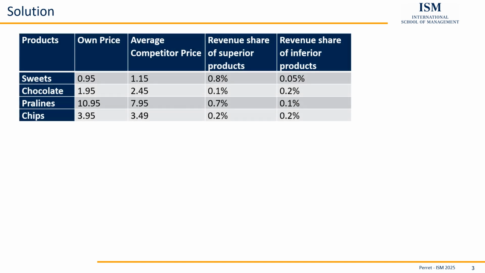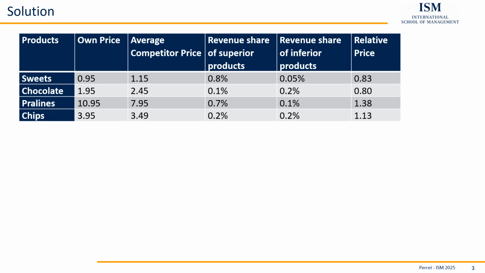First, I'm going to copy the table from the slide before, then I'm going to add 2 more columns. In the first column, I'm going to add the relative price, which is simply my own price divided by the average competitor's price. So 0.95 divided by 1.15, 1.95 divided by 2.45 and so forth. So this value by this value, giving me these values here. And I directly see if I'm cheaper than the competition, the value is smaller than 1. If I'm more expensive than the competition, the value is larger than 1.